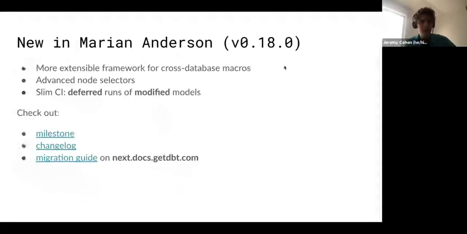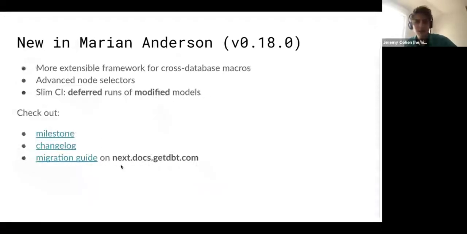A more extensible framework for macros that you want to be implemented different ways on different databases, new and advanced node selection syntax, and then the use case that we have in mind of Slim CI runs, Slim continuous integration runs. There's a milestone to check out named Marian Anderson, a changelog in the dev Marian Anderson branch, as well as a migration guide that you can look at on a slightly different website.